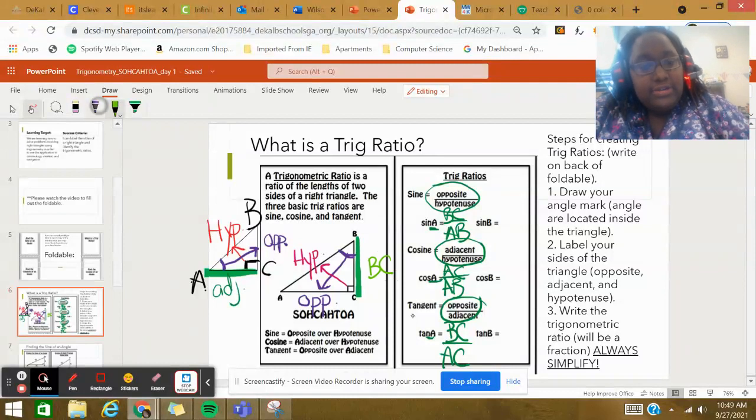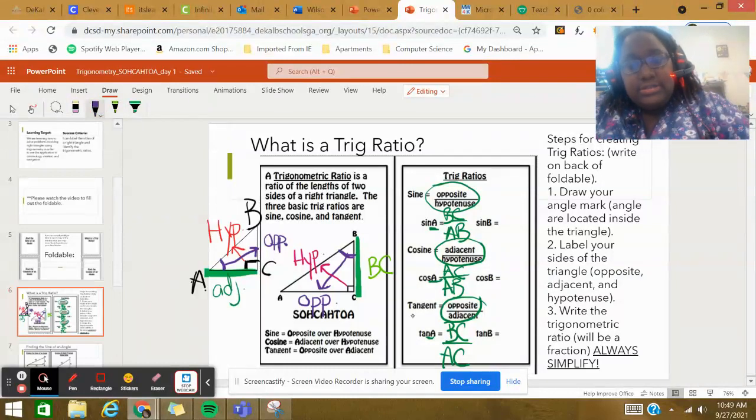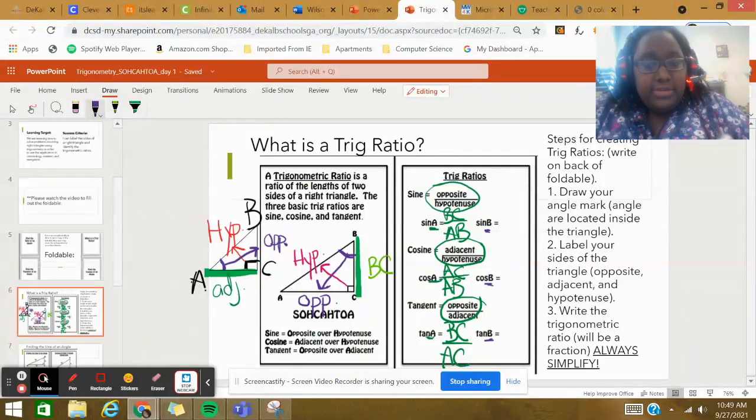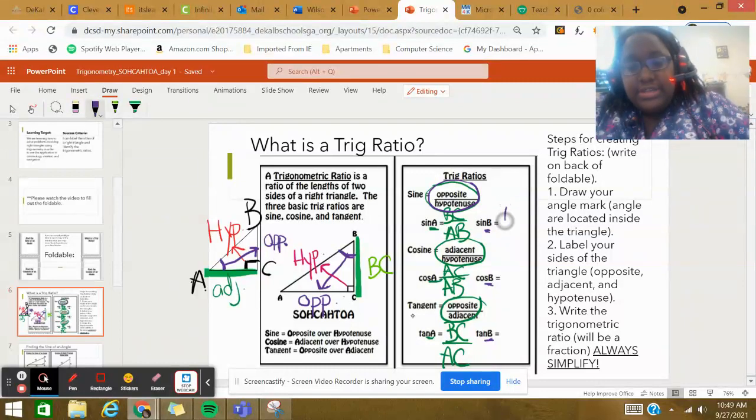So now I'm about to go through these, looking at all of the angles from B, all the trig ratios from B. Okay. So sine of B, remember that sine is opposite over hypotenuse. So from this big triangle, my opposite side is AC and my hypotenuse is AB. So my ratio will be AC over AB.